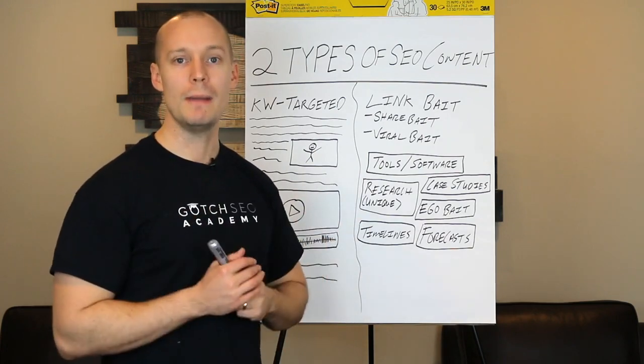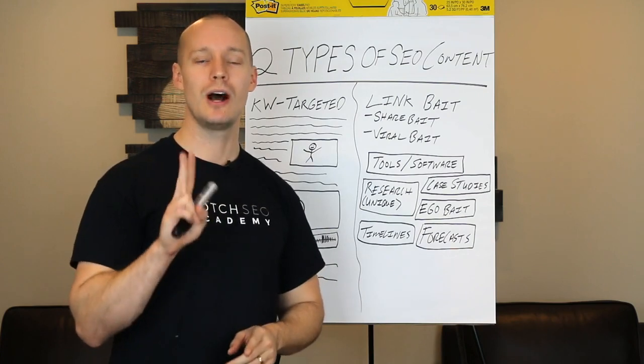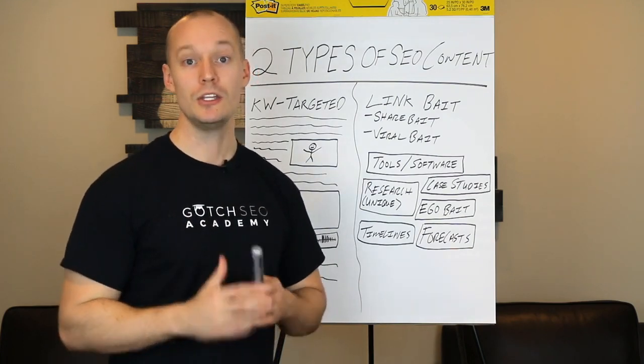So that's all you need to know about, first of all, what is content? And second of all, what are the two SEO content types that you're going to be using?